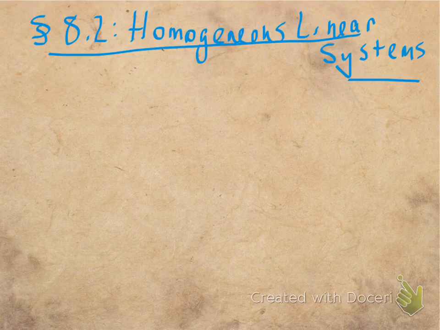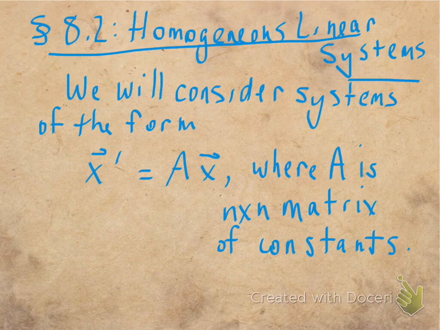This is the video for section 8.2, homogeneous linear systems. In this section, we are going to consider systems of the form x prime equals Ax, where A is an n by n matrix of constants, and x is an n by 1 column vector.